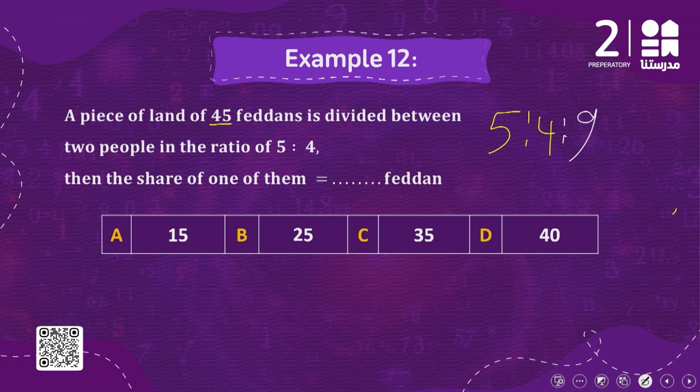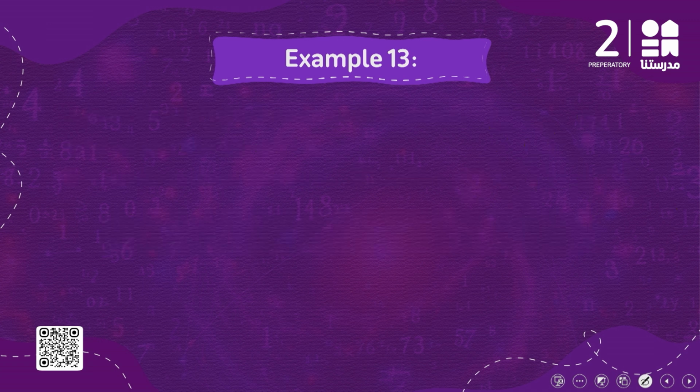Now this value will be distributed. You have to write 45 here. You can use cross multiplication, or even you can find the value by making 9 to be 45. That means you multiply by 5. Take this one multiplied by 5, take this one multiplied by 5. 5 times 5, for sure, this is 25, and 4 times 5, it's 20. We need the share for one of them, so 25 is the right answer.